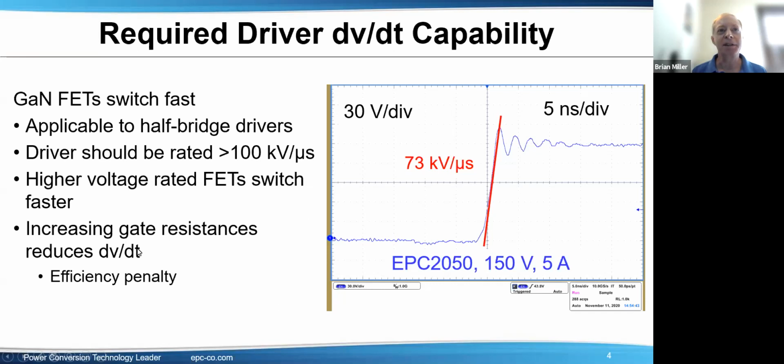Increasing the gate resistances can reduce the dV/dt. For example, if this is too fast for the system, you can decrease the speed. That's very easy, actually. But the problem is you would increase the losses, and that's kind of against the point. You'd like the best operation, the best efficiency. So it's good to have a gate driver that can take the high speed on the switch node.